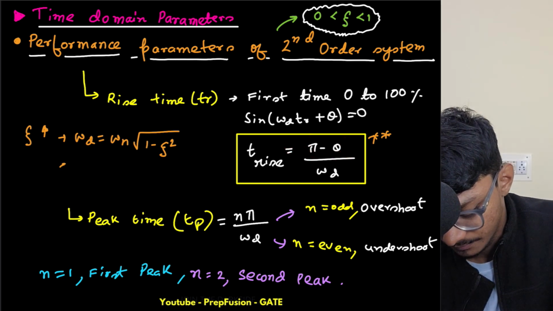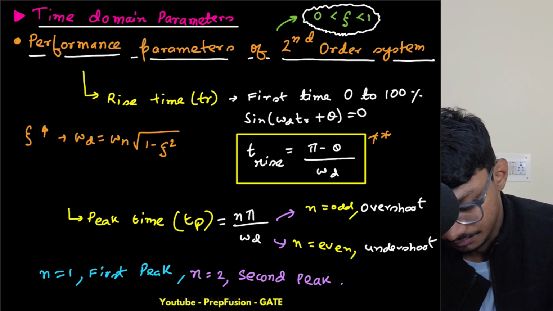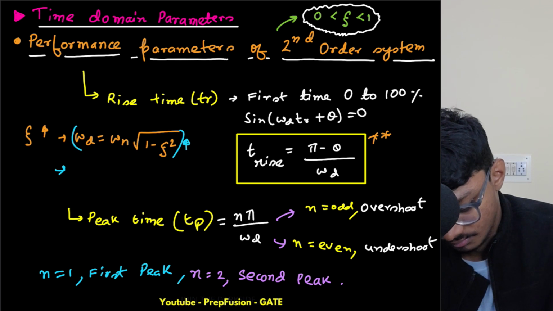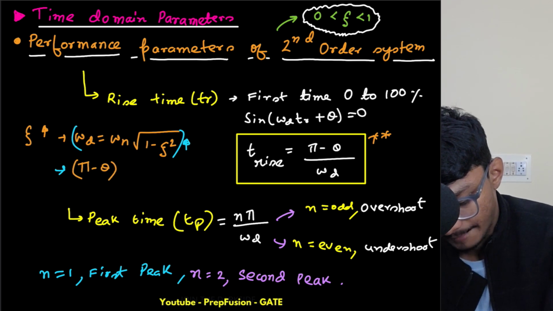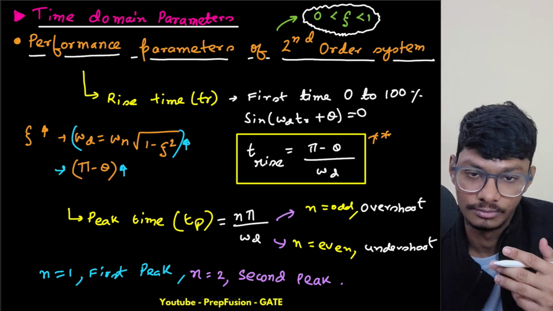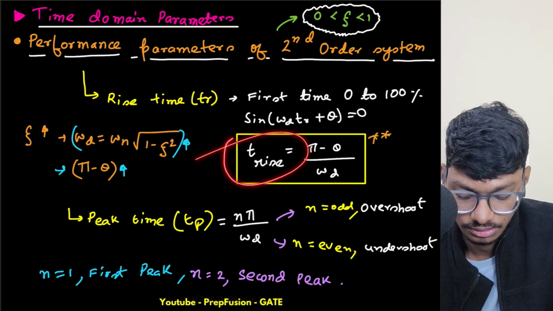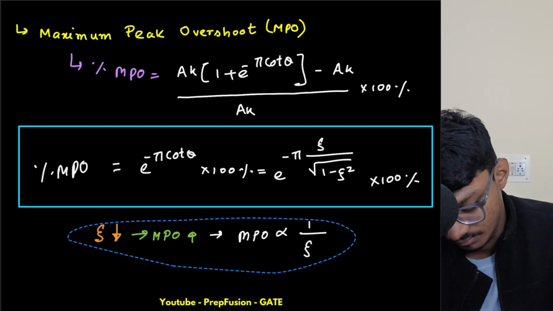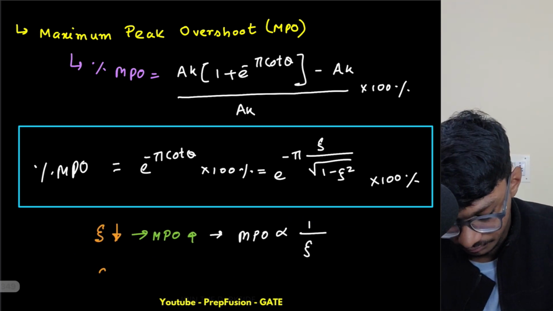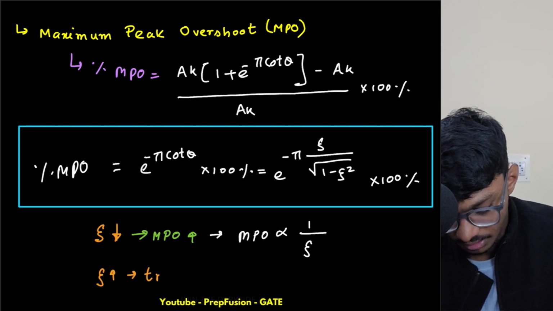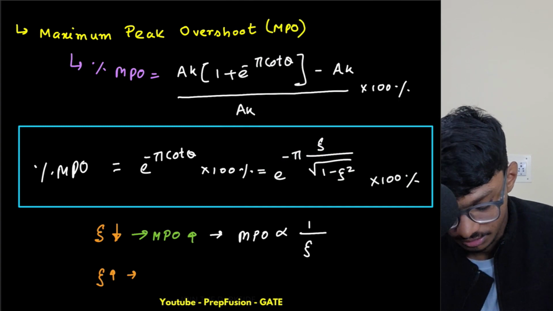So if theta reduces, this overall thing, pi minus theta, will again increase. So what am I observing? My zeta is directly proportional to the rise time. So I can write here my zeta and rise time are directly proportional to each other. Now these are very important things to keep in mind.